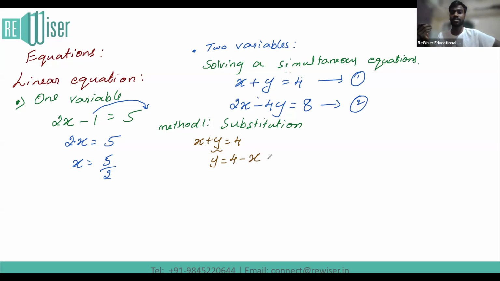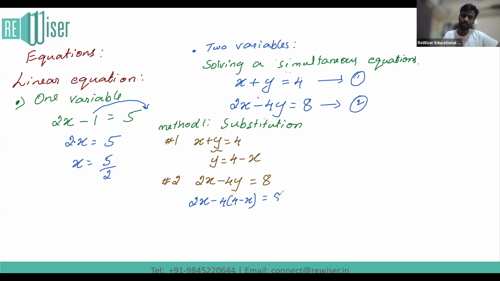Let's say this is step number one. And we need to substitute step number one's result in the other equation. The other equation we have is 2x minus 4y equals 8, and we have to substitute this y equals 4 minus x. Whenever we talk about substitution, that means instead of y, we put 4 minus x. So it's going to give us 2x minus 4 times (4 minus x) equals 8.